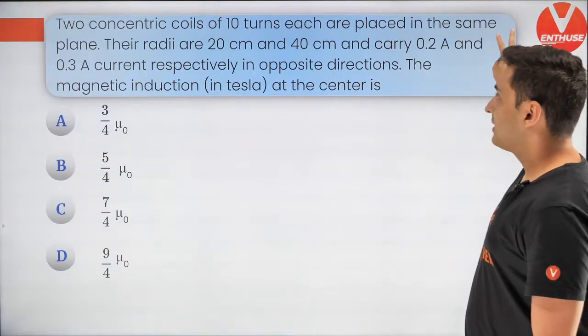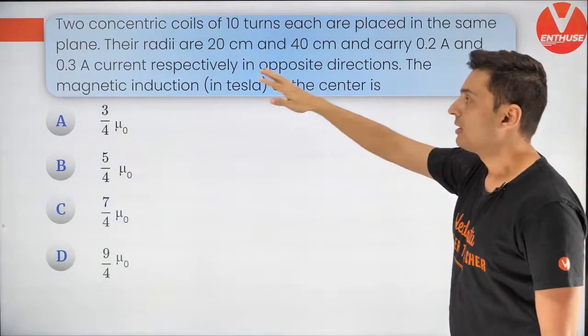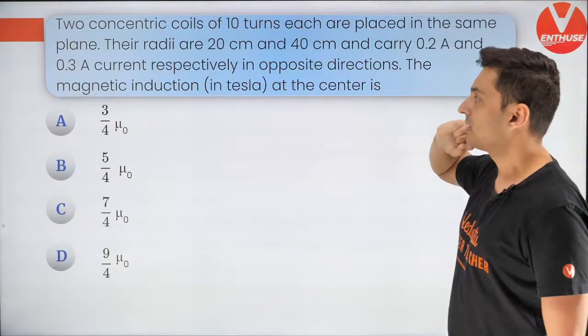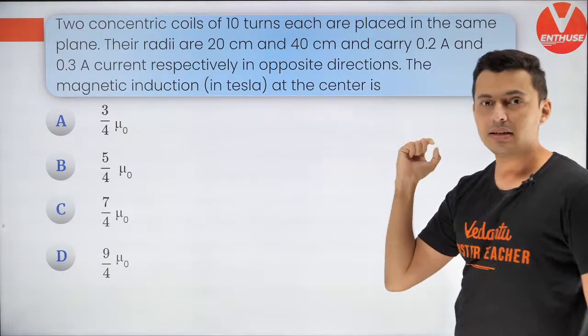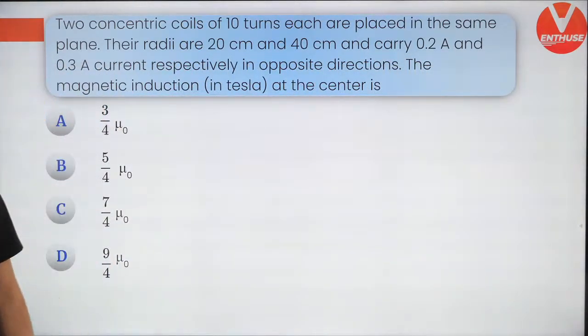Two concentric coils, same turns, different radii, opposite currents of 0.3 and 0.2 amperes. What is the net magnetic field at the center? Let's try and do this. Answers are given in terms of mu naught.